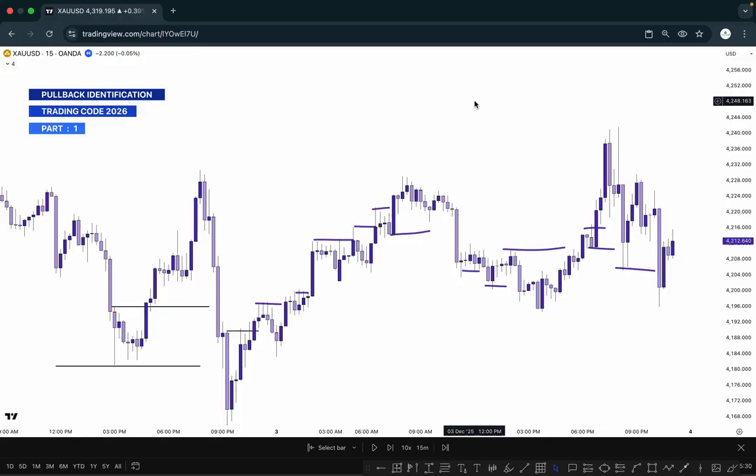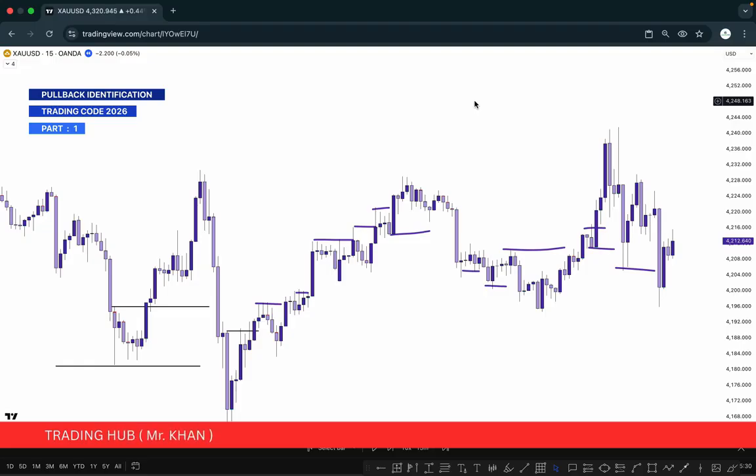If everything is clear to you, you can move on to the next chapter, because this chapter is important. In the upcoming chapter you will learn how to mark the structure, inducement, and everything. It all depends on our pullback. That's why identifying a valid pullback is important. When you can identify a valid pullback, you can mark valid structure, valid inducement, and valid liquidity. If you did not understand any key point, you can rewatch this chapter multiple times.